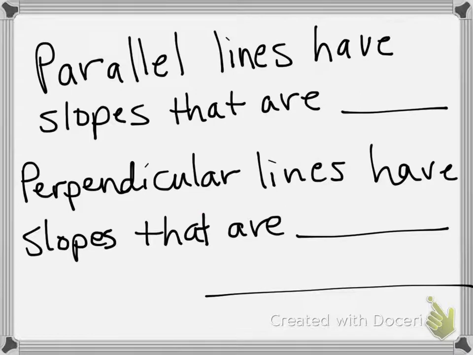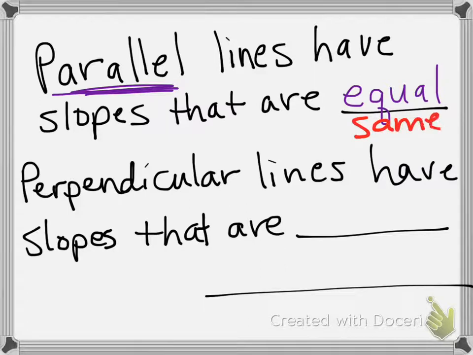Okay. Sometimes lines rise, sometimes they fall, sometimes they're horizontal, sometimes they're vertical. But if I have two lines and I'm going to compare the slopes, lines that are parallel have slopes that are equal. So they're equal, or sometimes you might just say that means they're the same.